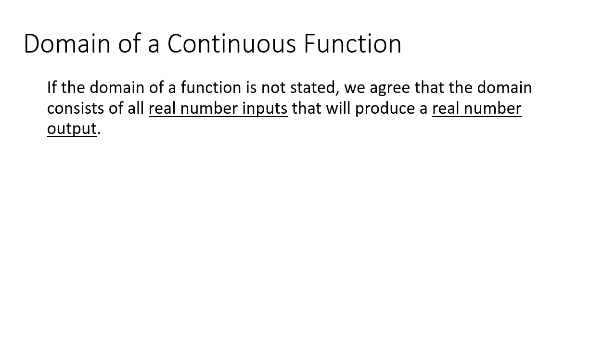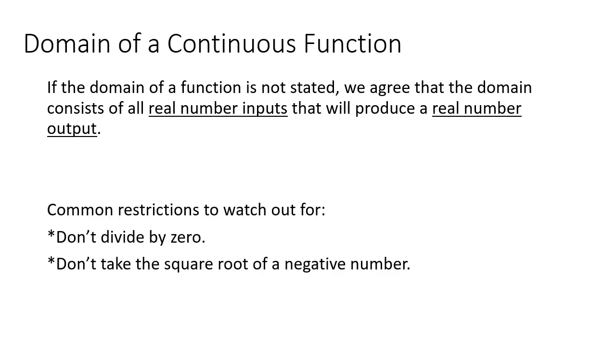So any real number x that you could plug in that would give you a real number y is part of the domain. Well, oftentimes instead what we do is we look for what doesn't work. What could you plug in that wouldn't give you a real number output? We call those restrictions. And so the domain will be all real numbers except for those restrictions.